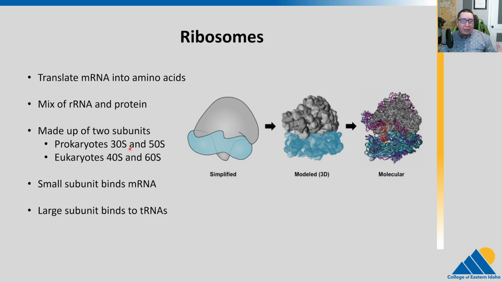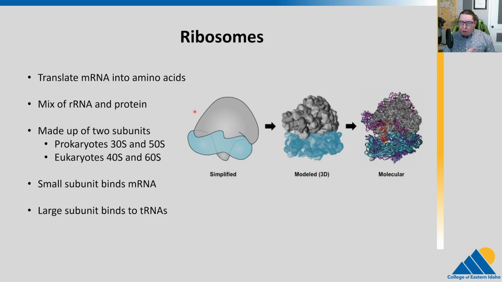But knowing that there is a small subunit and a large subunit is important because they come together and they do different things. In eukaryotes, we say the ribosome is 80S. Now you'll notice 40 plus 60 is 100. That's not 80, right? That again is the whole Svedberg unit thing. 40S is the small subunit and 60S is the large subunit.